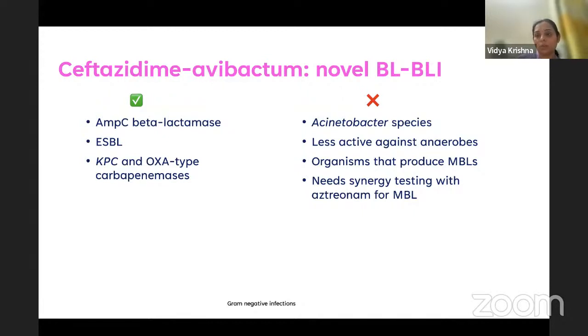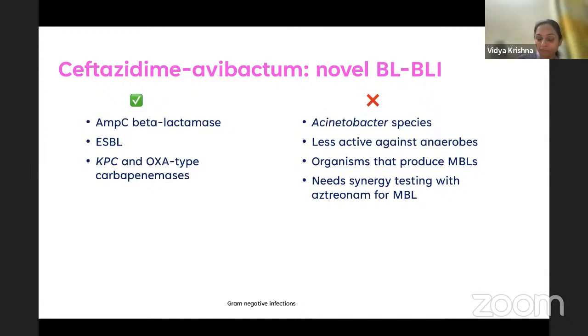These two drugs together work. And then they will say that the growth is inhibited when these two drugs are used together. So that is called synergy testing. So unless your lab gives you the data that the synergy testing is positive, you cannot use ceftazidime avibactam plus aztreonam just like that, because most of the time, like say 15 to 20% of the time, this synergy testing might be negative.